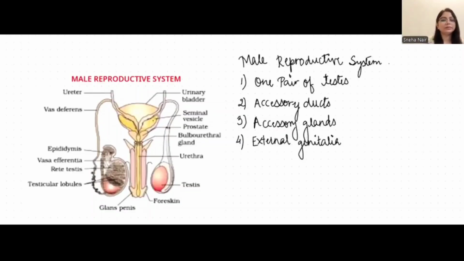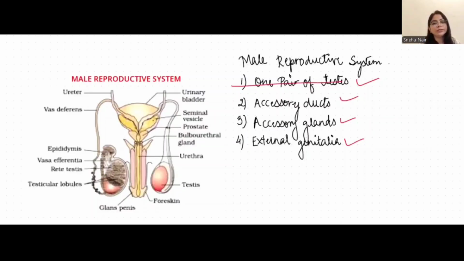So let's get started. As already discussed, the male reproductive system can be divided into four main parts: one pair of testes, accessory ducts, accessory glands, and external genitalia. We have already discussed testes in our last lecture. Today we are going to talk about accessory ducts, accessory glands, and external genitalia. So let us first talk about accessory ducts.